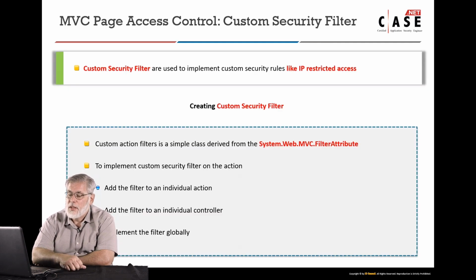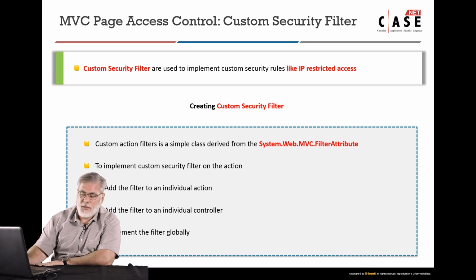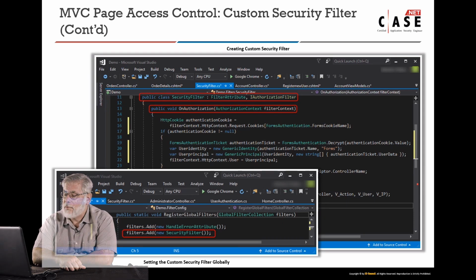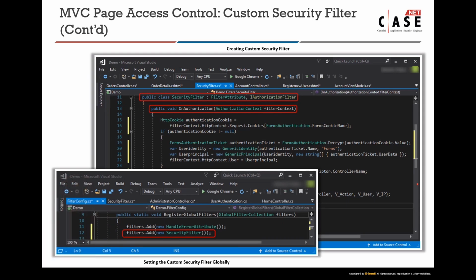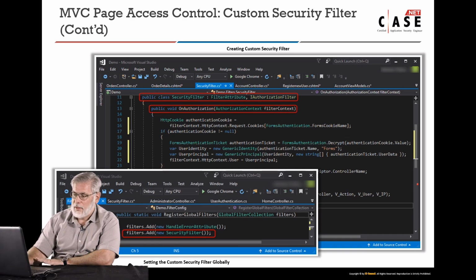Custom security filters. These are used to restrict IP addresses and do similar things. We can filter individual actions. We can filter globally. Here we see a code example. We have an authorization filter, and we're setting up a security filter in our config file so that we only allow certain things to come in. You might filter out certain users, certain IP addresses, whatever you like to filter. It is custom, so it's whatever you want to filter.